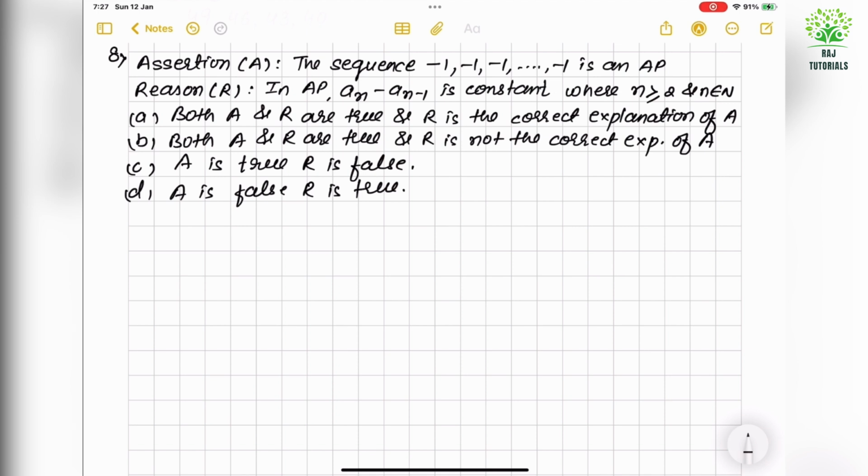-1 is given. So the common difference d will be 0, and A is right because the common difference is constant. Now the reason is saying an minus a(n-1) is constant, n greater than or equal to 2 and n should belong to N, that is natural numbers. So that is also true. So I can say option A is correct.